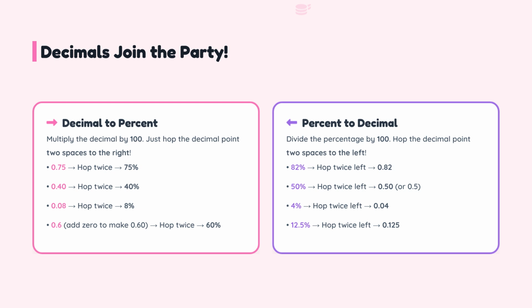Decimals can also join the party. To turn a decimal into a percent, hop the decimal point 2 spaces to the right. To turn a percent into a decimal, hop it 2 spaces to the left.